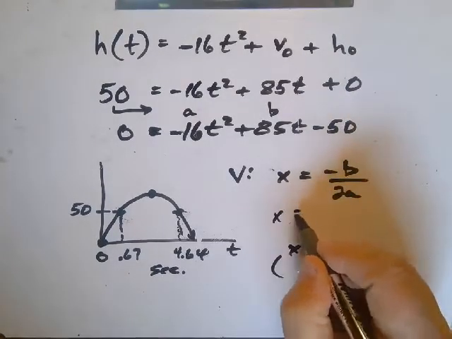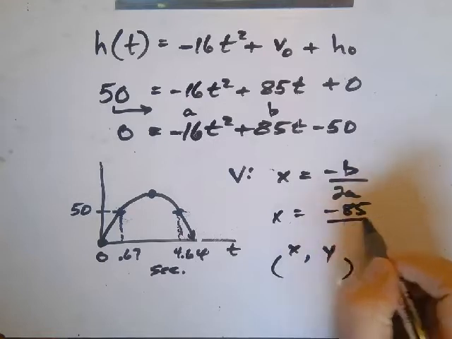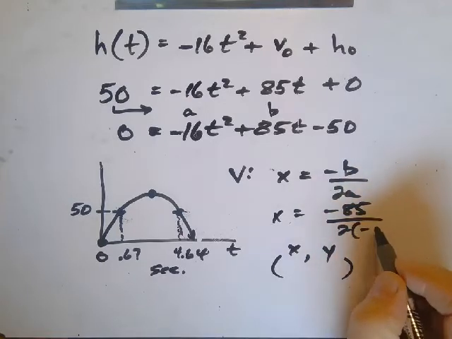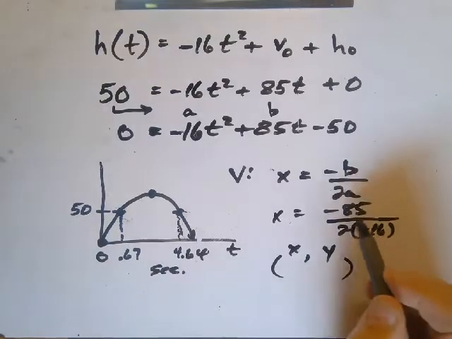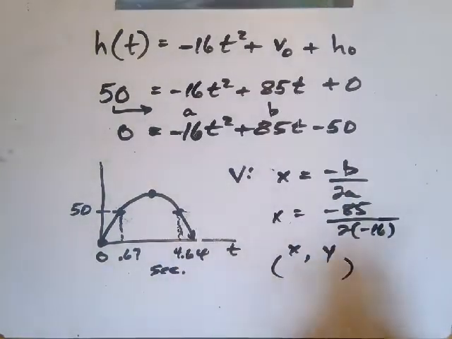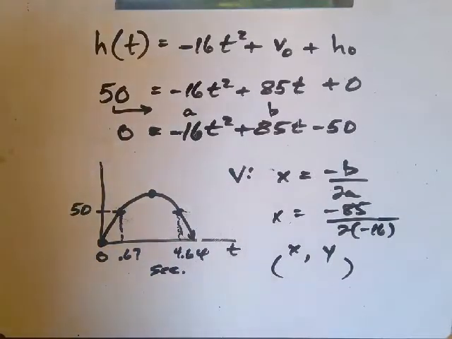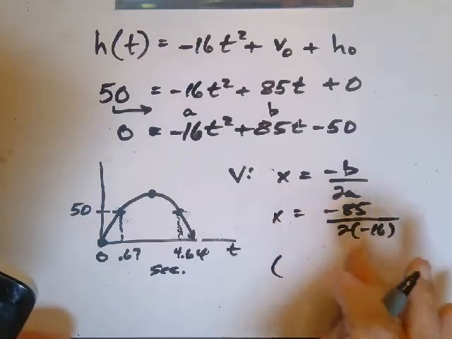Negative b over 2a is negative 85 over 2 times negative 16. Let's do the math here. I'm going to use my calculator over to the side just to do the arithmetic. So we end up with negative 85 divided by, I'm just going to do that math in my head at the bottom, divided by negative 32.